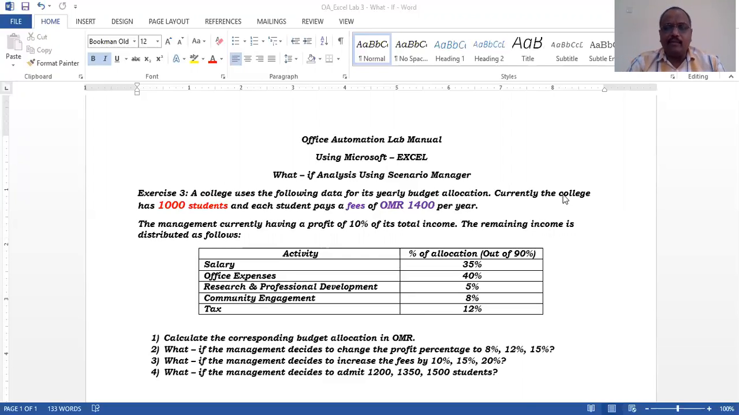In an Excel sheet we have the data in different cells, and we are using the formula or function wherever it is necessary. Whenever we make a change in a particular cell value, how is it affecting the other cells, how are the values changing in the other cells? This is what we are going to use in what if analysis.